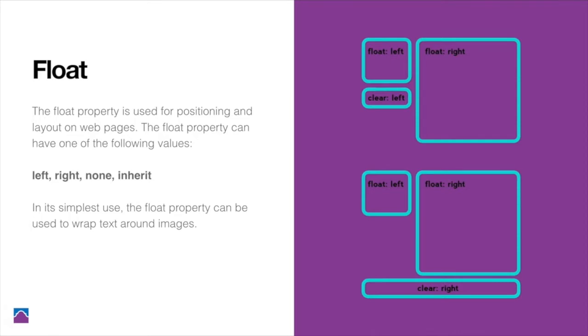So float is going to be one that you'll use a lot too. Float basically is to shift things over to a side or wrap things around things. So for example, if that top left box there was a div and I assigned a style to it that says float left, it's gonna shift that div to the left, and anything next to it will just wrap around it. So it's gonna come right after that.